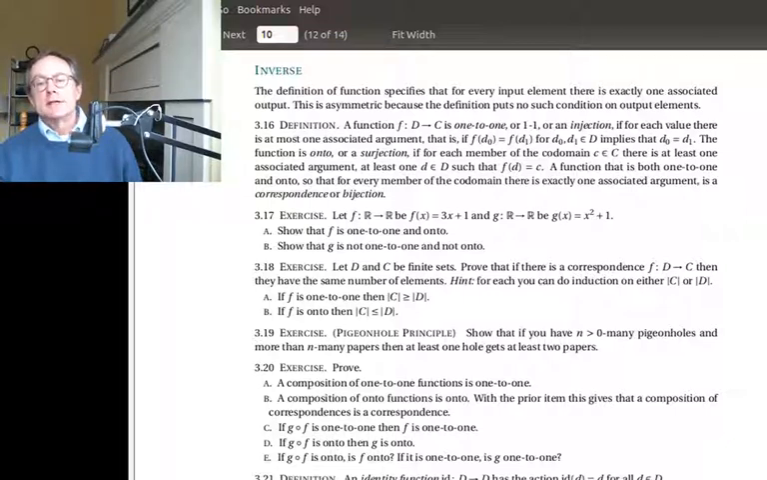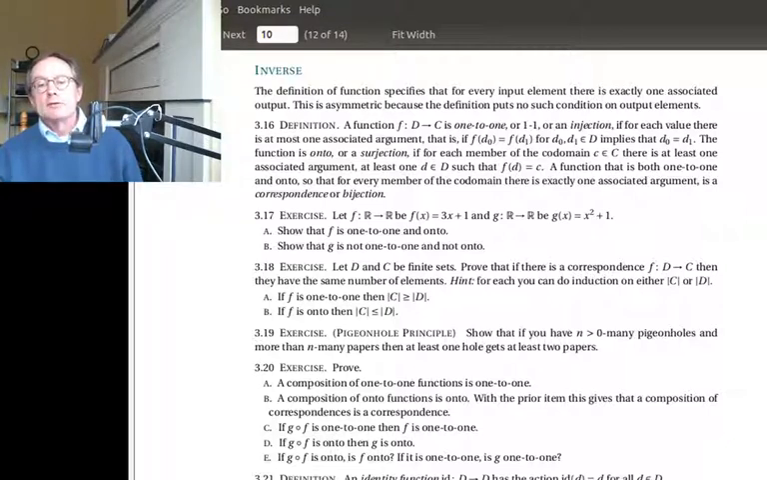The general question says D is the domain and C is the codomain in their finite sets. In this case, prove that if there's a correspondence between D and C, then the two sets have the same number of elements. And the hint is for each of them you can do induction on either the number of elements in C or else the number of elements in D. I'm going to do induction on the number of elements in C. 18A says if f is 1 to 1, then the number of elements in C is greater than or equal to the number of elements in D.